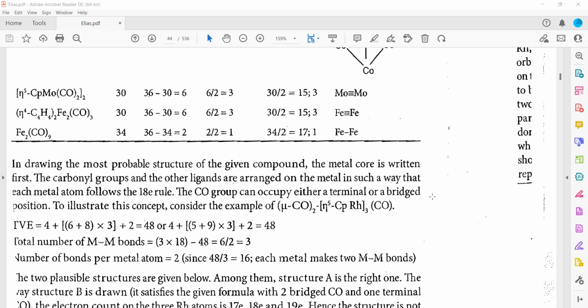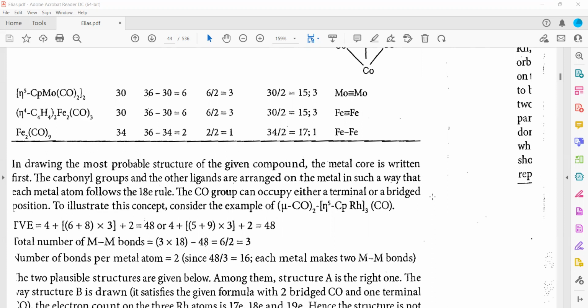Okay, and the carbonyl group can occupy either a terminal or a bridge position. We know that carbonyl can act both ways. Okay, it will give 2 electrons only, but it can be in the form of a bridged ligand and also in the form of a terminal ligand. Terminal ligand means only connected to a single metal. Bridge means connected to more than one.